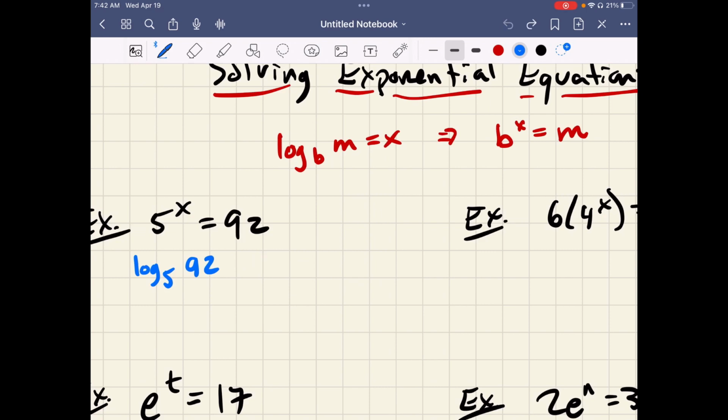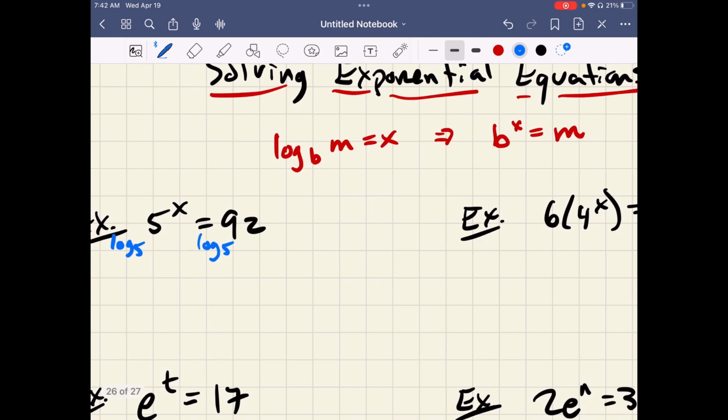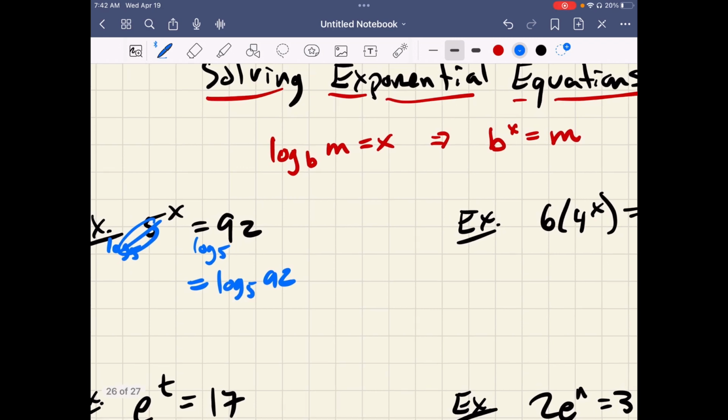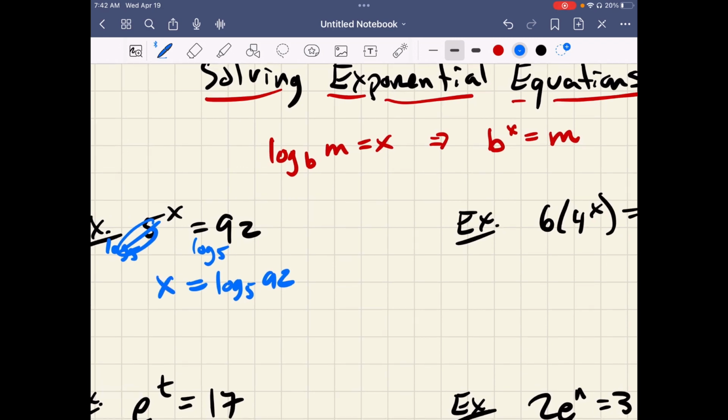The other way is a similar idea, a different way to get to the same spot. I can take log base 5 of both sides. I've done the same operation on both sides, so I've stayed balanced in my equation. On the right side, I have log base 5 of 92. On the left side, log base 5 of 5 just undoes itself. They're opposite operations, which leaves me with an x. So either way I get to the same spot, but there are two different ways to think about it.